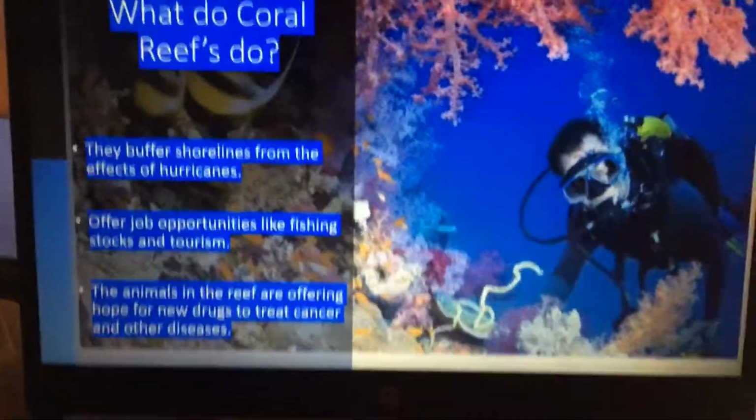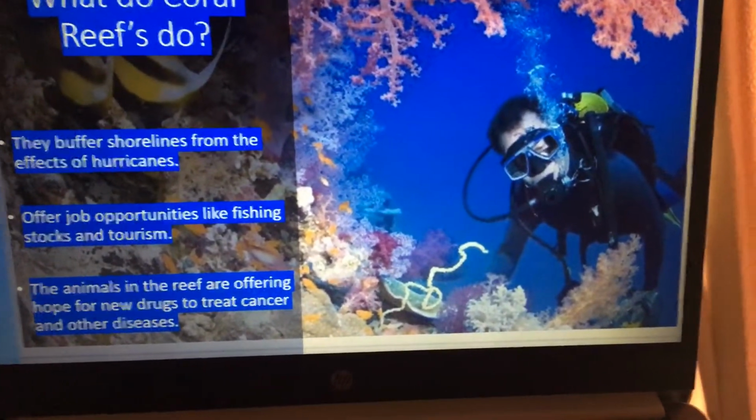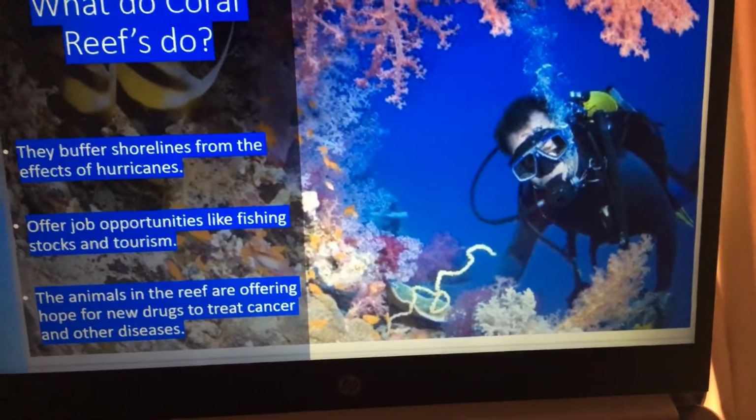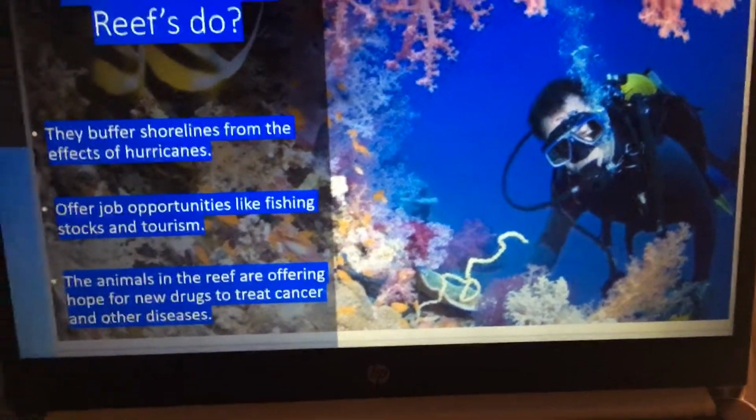What do coral reefs do? Coral reefs help to buffer shorelines from the effects of hurricanes. Coral reefs are not deep in the sea. They're close enough to the surface to where they can do this. They also offer job opportunities.